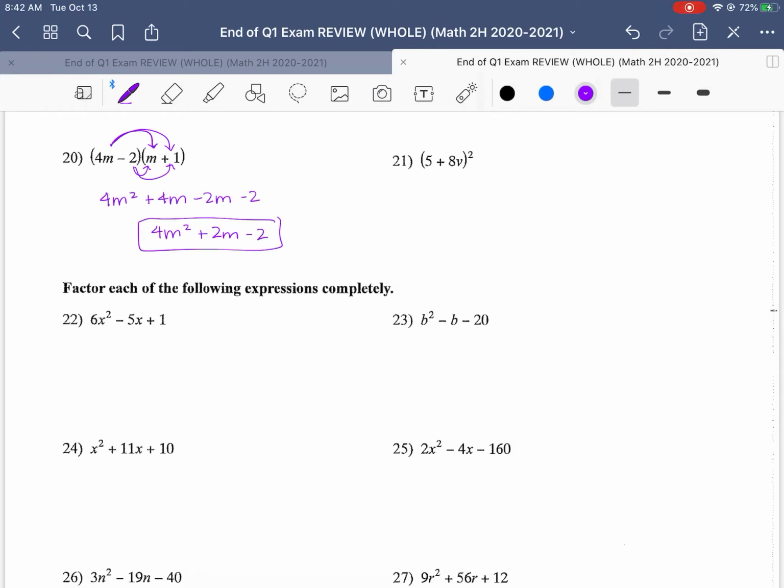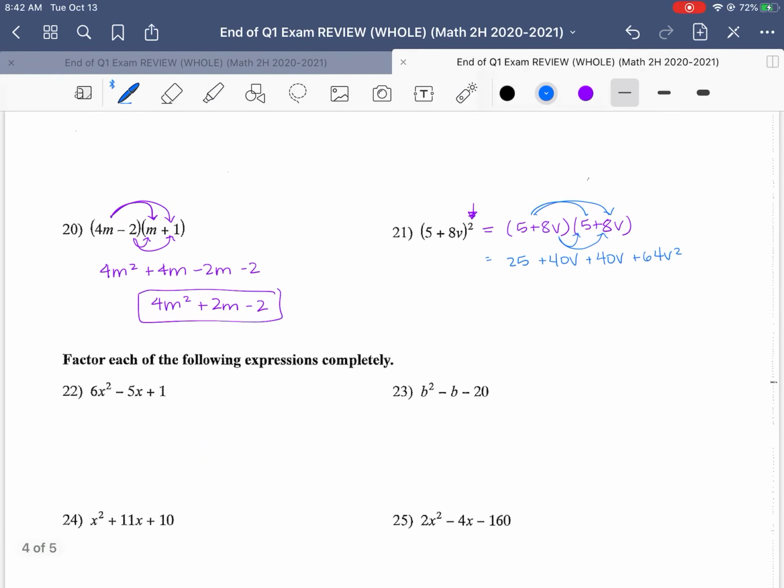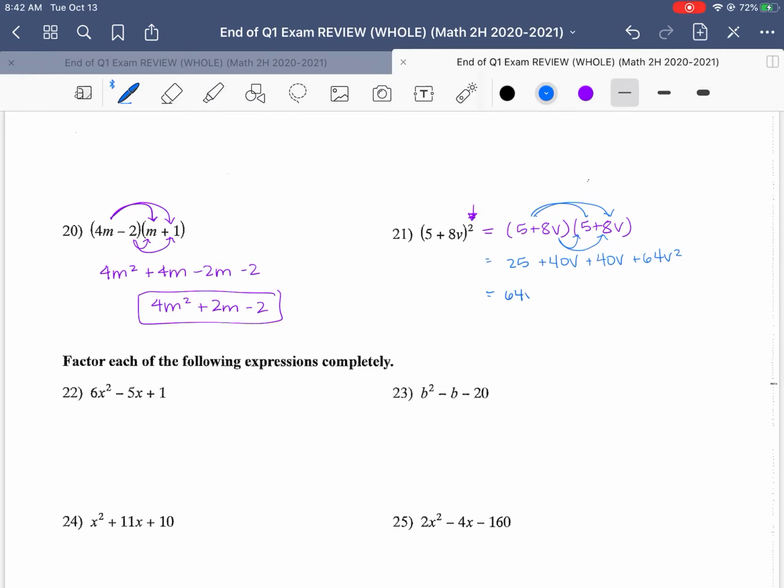Okay, 21. We look at this one and we remember that this means there are 2 of these that are identical. It doesn't mean we can try to distribute that square inside there, or we lose the middle term. So we put these side by side, then we start to FOIL. We get 25. 5 times 8v is 40v. We get another 40v on the inside there, and then 8v times 8v is 64v squared. Now notice the instructions ask us to write it in standard form, so I'm going to reorder this as I combine like terms and put the 64v squared at the front. I'm going to put 80v and then plus 25.